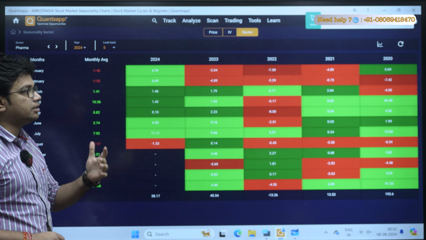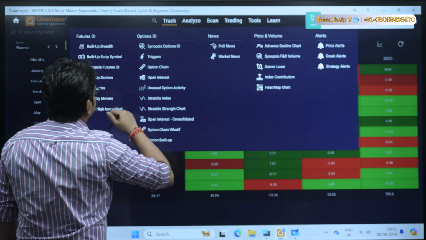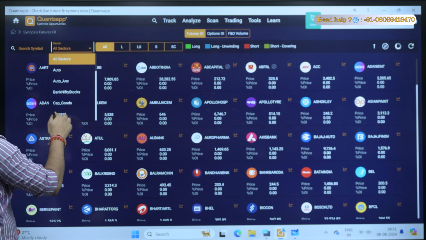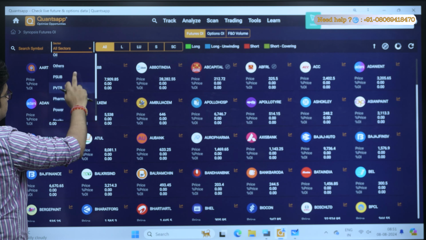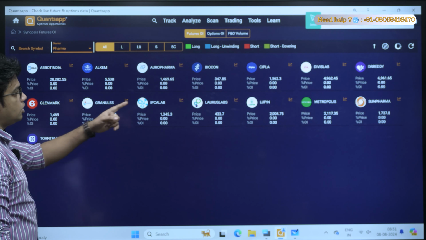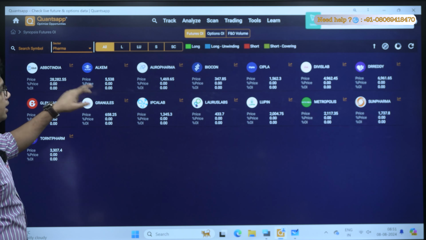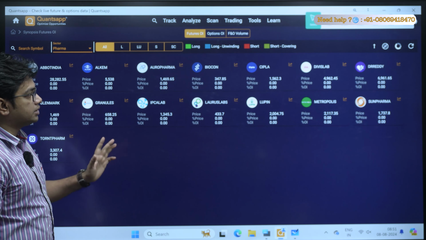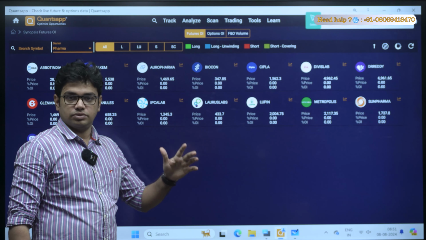Now how to select the pharma sector stocks? For that I'll go to track. I'll select Synoptus Future OI. Here I'll go for pharma stocks. So these all are pharma stocks. Abbott India, Alkem, Aurobindo Pharma, all are pharma stocks. Now I will consider buying only when these stocks come into the progressive zone.